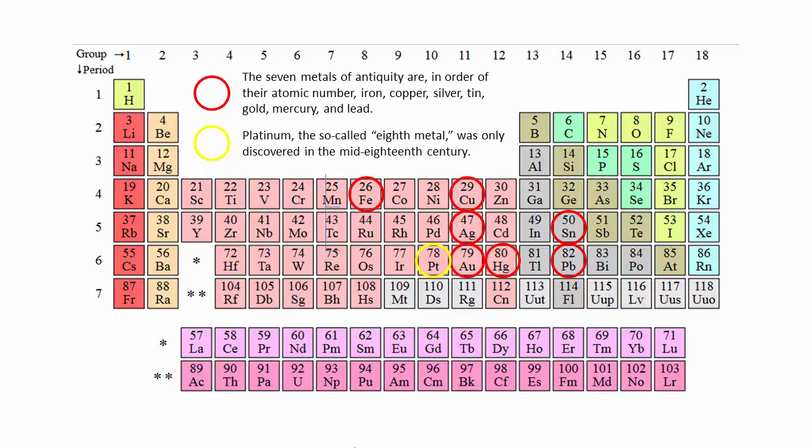The 7 metals known to Greek and Roman antiquity are iron, ferrum, Fe, copper, cuprum, Cu, silver, argentum, Ag, tin, stannum, Sn, gold, aurum, Au, mercury, hydrargyrus, Hg, and lead, plumbum, Pb.